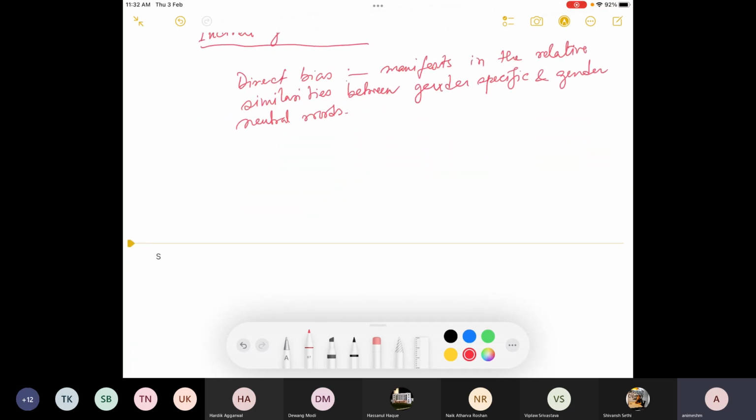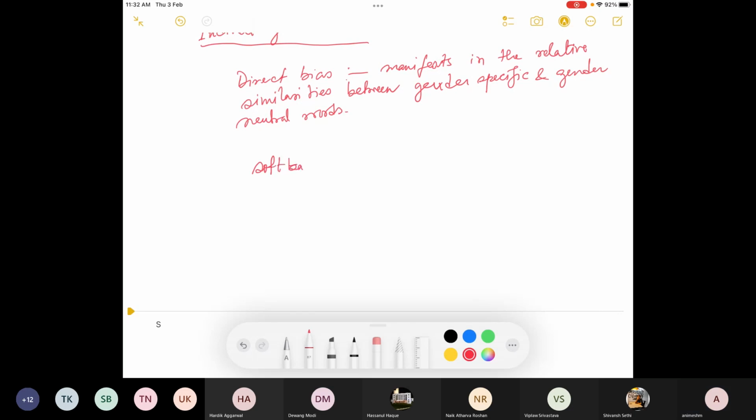But then even without these kind of direct biases in place, there could be biases existing. Now these are indirect biases, where there are two gender neutral words. So here there was one gender specific word and another gender neutral word, and their relative similarities actually define the direct bias. But there could be a pair of gender neutral words whose geometry can be influenced, thereby causing indirect biases. One example is the softball, football pair.